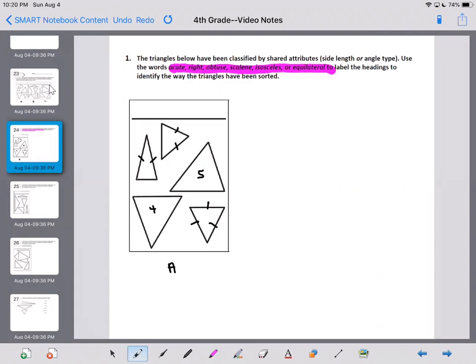So what about acute, right, obtuse? Well, none of these have obtuse angles. None of them have right angles. So acute angles will have to be the best term to classify all the shared attributes.